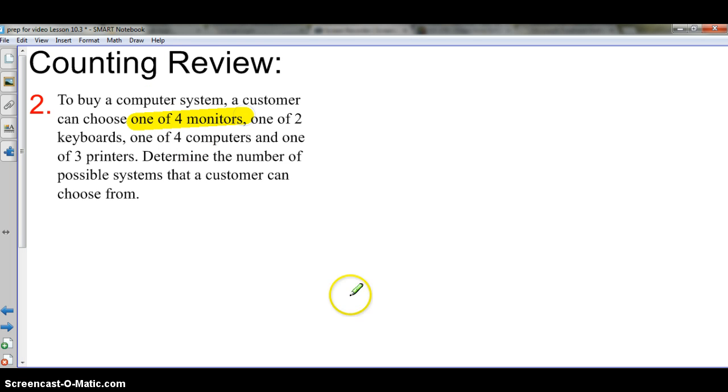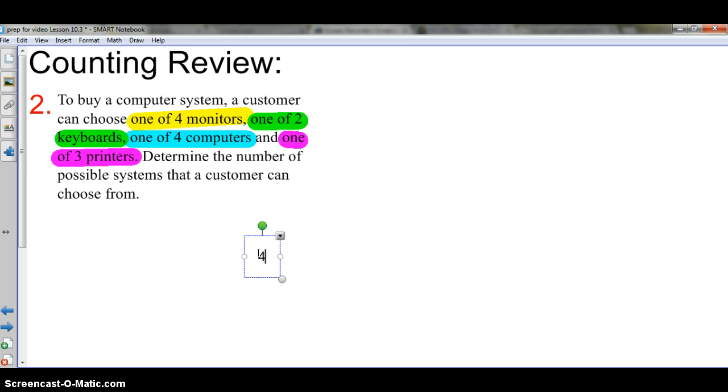One of 4 monitors, one of 2 keyboards, one of 4 computers, and one of 3 printers. So we're going to multiply together those choices. 4 times 2 times 4 times 3, for a total of 96 choices.